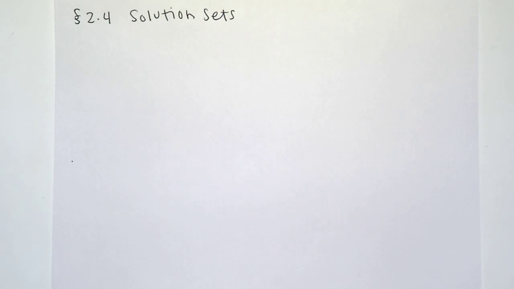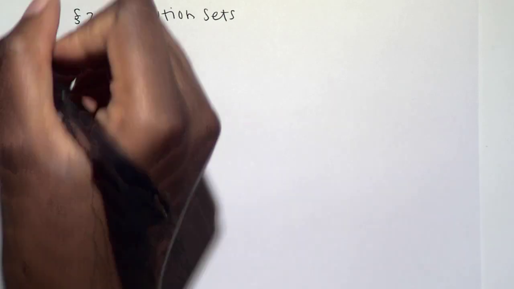Okay, so this next section, 2.4, is about solution sets. So we can actually classify the types of solutions that we get. When we get a consistent system, we can classify it in two ways: homogeneous and non-homogeneous. First, let's talk about what a homogeneous system looks like.